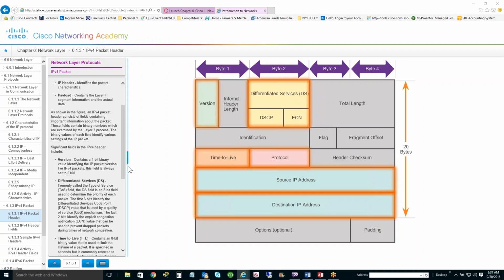A couple of things to be aware of is that the first field is the 4-bit binary value of the IP packet version, and for IP4 that is always 0100. Keep in mind all of this is binary, ones and zeros. Another important field to be aware of is the DS, or differentiated services field.